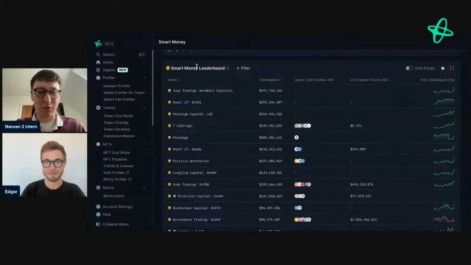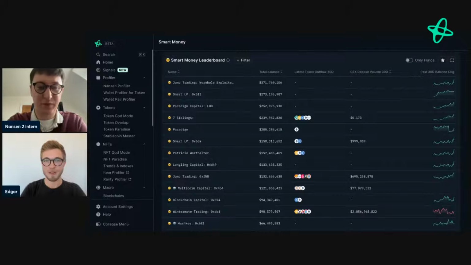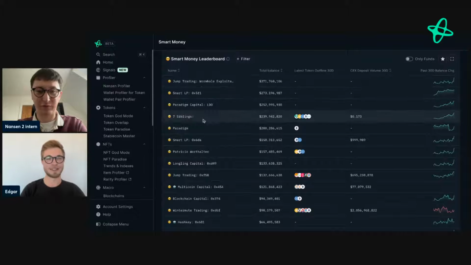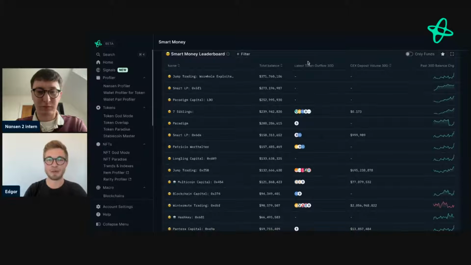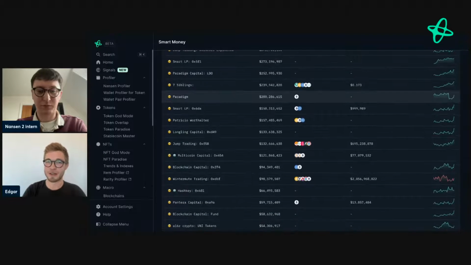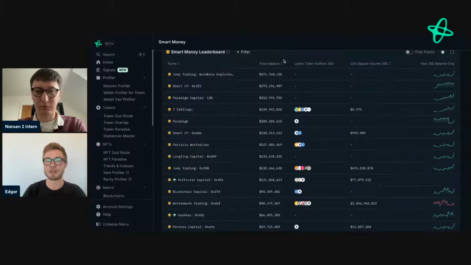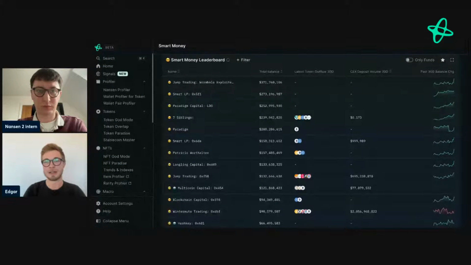And then we also had this smart money leaderboard. Yeah, let's run through that. For sure. So this shows the biggest smart money whales on chain, who we have managed to find out. And what this shows is the rank by their total balance, and then which tokens have been flowing out from those wallets, and what is then their centralized exchange deposit volume.